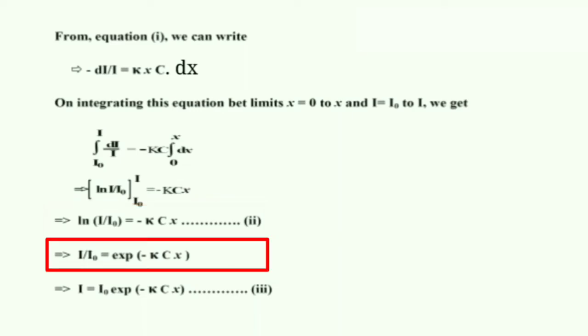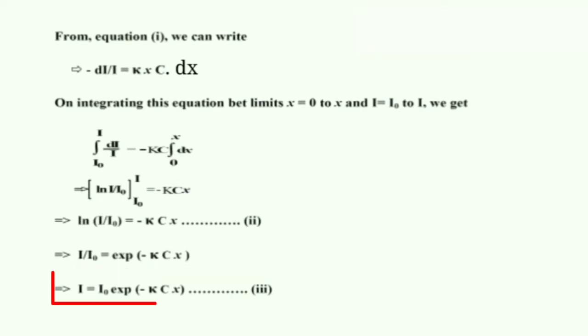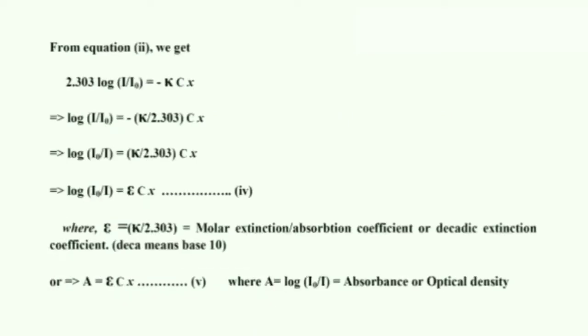And then again we can write I by I0 is equal to exponential minus kappa Cx. This implies I equal to I0 into exponential minus kappa Cx, give it equation number 3. Now from equation 2 we can get 2.303 log of I by I0 equal to minus kappa Cx, and this implies log of I0 by I equal to kappa by 2.303 into Cx, just reversing the quantity within the bracket of the logarithmic term.